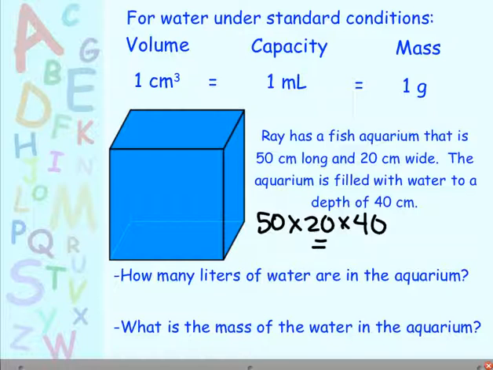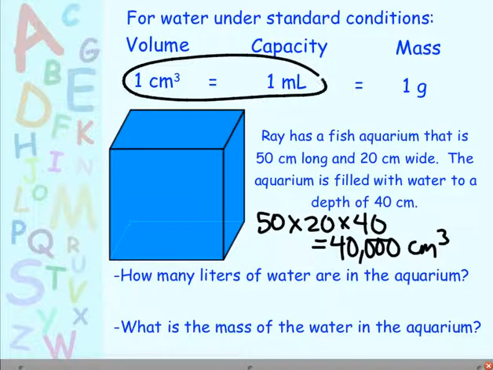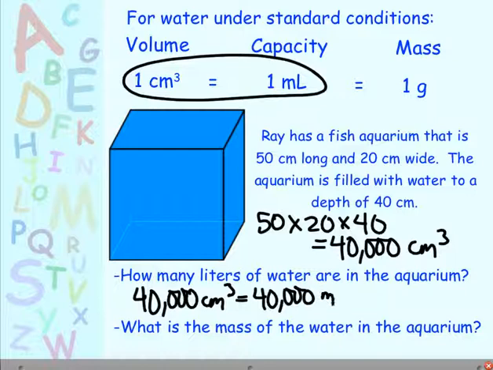So what we are saying is that this aquarium has 40,000 cubic centimeters of water in it. So how many liters of water are in the aquarium? Well, we're going to have to do a couple conversions here. We know that from this fact right here, 1 cubic centimeter is 1 milliliter. So if I have 40,000 centimeters cubed, that means that I have 40,000 milliliters.